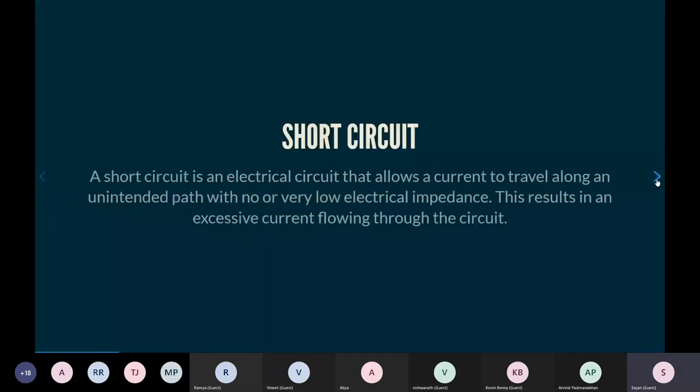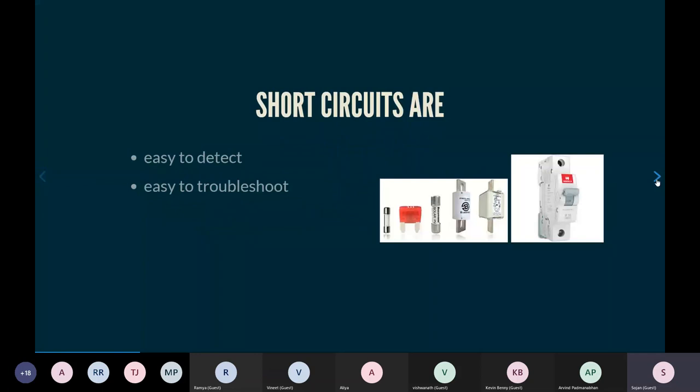So what is a short circuit? A short circuit is an electrical circuit that allows a current to travel along an unintended path with no or very low electrical impedance. This results in an excessive current flowing through the circuit. Another property of a short circuit is that it's very easy to detect. It's very easy to troubleshoot. Sure, you might blow up some wires or something, but if you can reproduce the problem, you can usually find it very quickly and fix the problem.